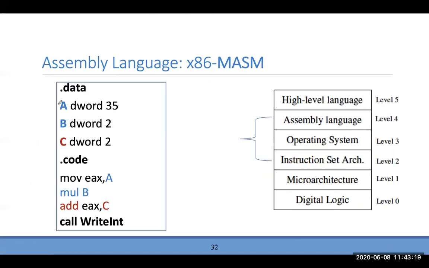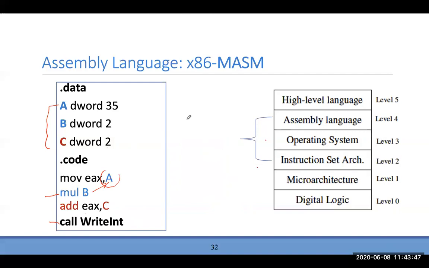So this is going to be your data section. So you have 3 variables, and you're moving A to EAX, and you multiply B with A, okay? And you're going to get the result back in A when you multiply them. And then you're going to add C to EAX, which is the multiplication of A with B. And then you're going to write the result back to the monitor, okay? So this is exactly what you need. You need an assembly language, an operating system, and instruction set architecture.